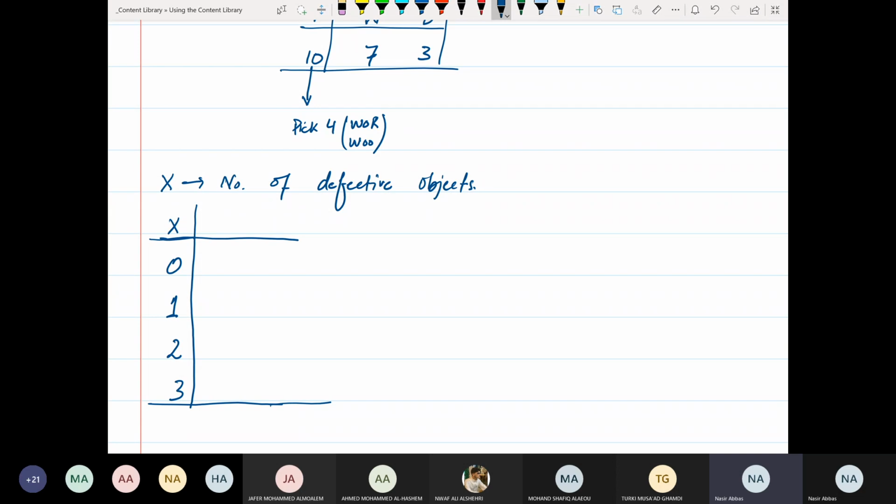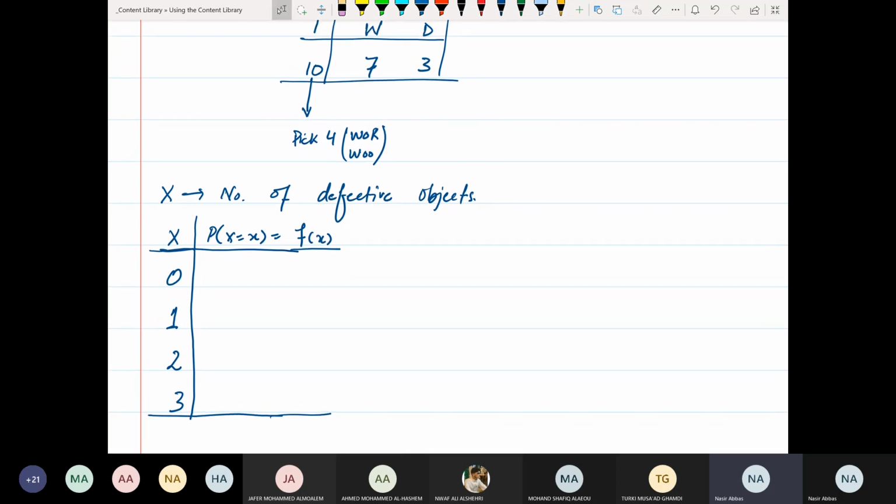The second step, as we said, is to find small f of X, which is the probabilities. So the probability of X equals 0. Who can tell me the expression? Raise your hand. Probability of X equals 0. I pick 4 and I get 0 defective. That means all 4 of them are working.